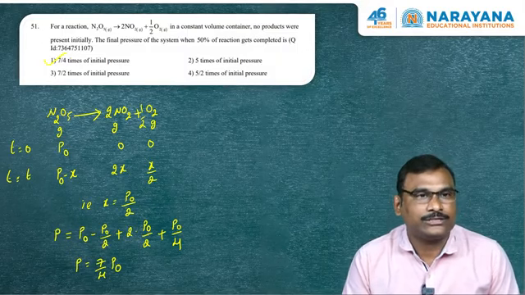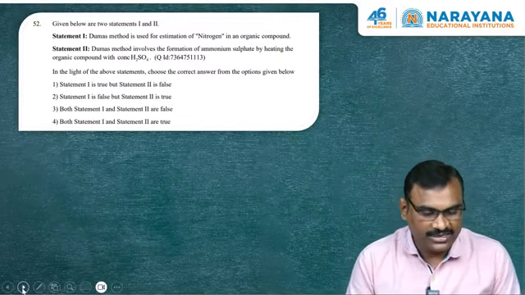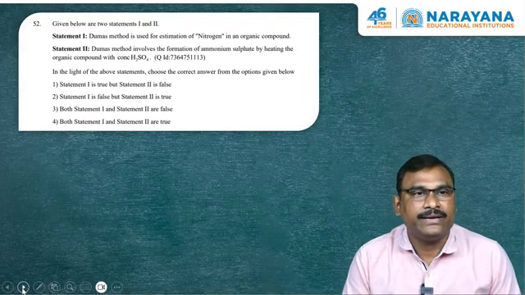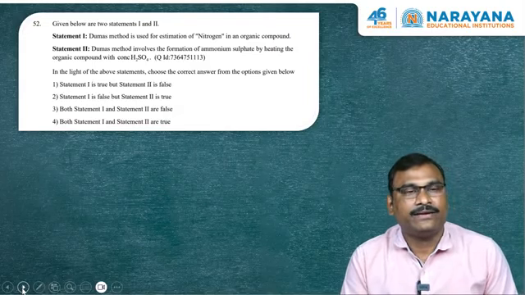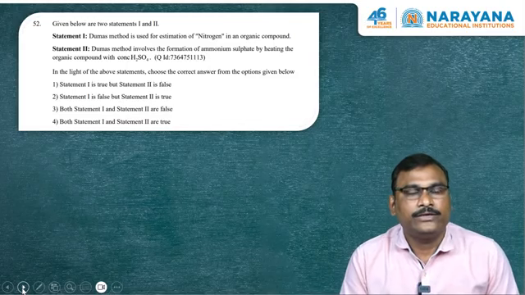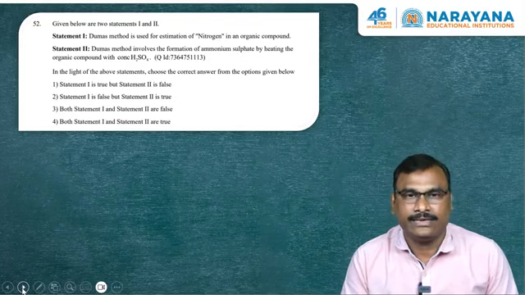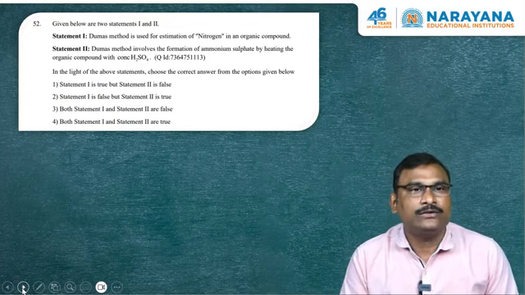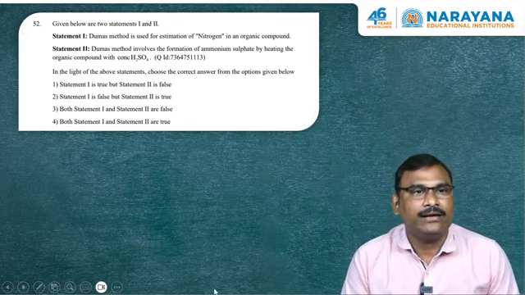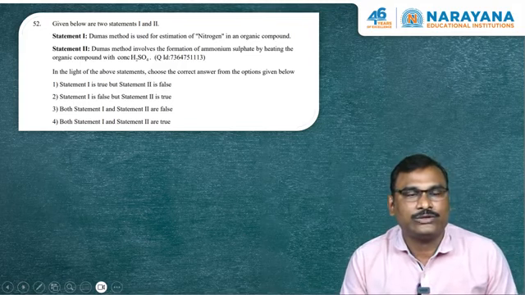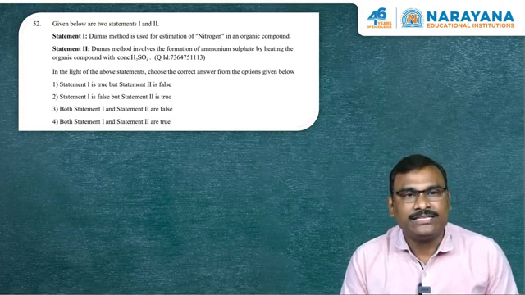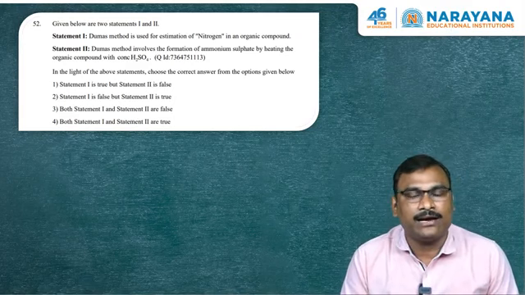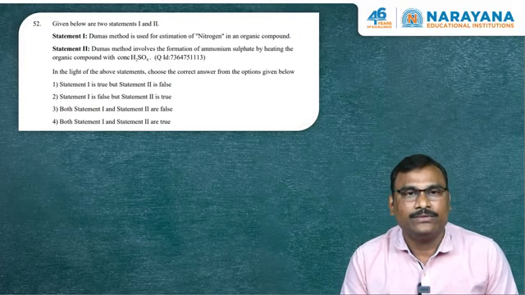Now, let us go for the next question, students. Yes, that is a statement based question. Statement 1 is given as Dumas method is used for the estimation of nitrogen in an organic compound. Yes, Dumas method is used to estimate the nitrogen. And statement 2 is Dumas method involves the formation of ammonium sulfate by heating the organic compound with a constant H2SO4. No, students, in Dumas method, the nitrogen present in the organic compound is converted into what?